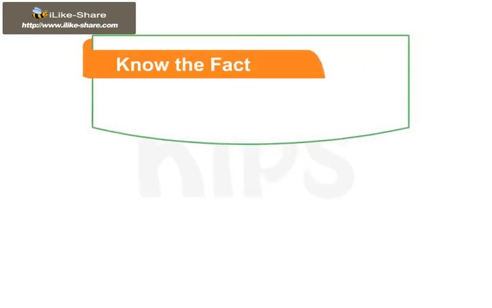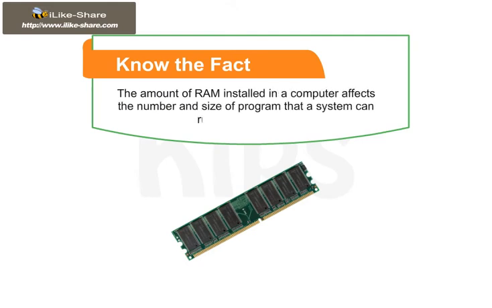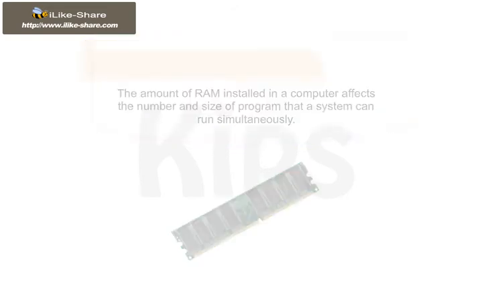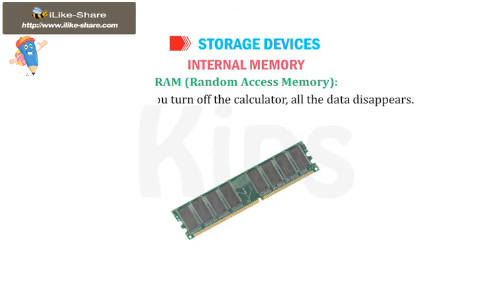Students, let's know the fact. The amount of RAM installed in a computer affects the number and size of programs that a system can run simultaneously. Let's see an example. RAM is like a calculator where information exists till the calculator is on. The moment you turn off the calculator, all the data disappears.